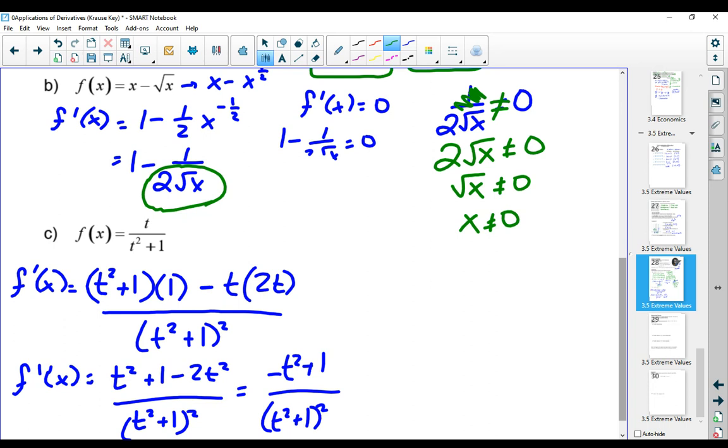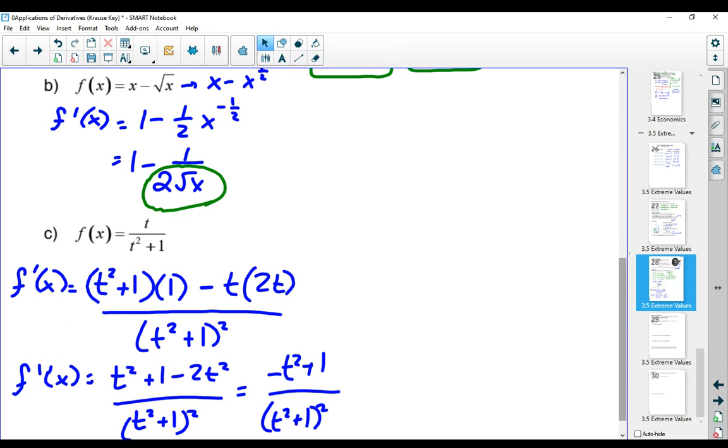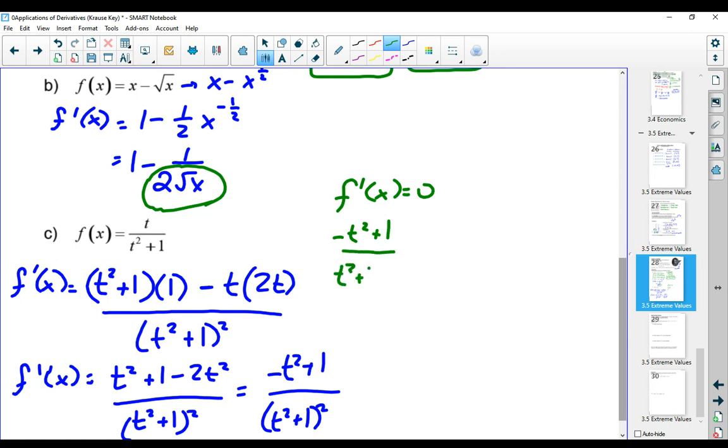Now we consider both scenarios. I'm just going to erase some of this earlier stuff. Consider both scenarios. First is when f prime of x is equal to 0. So we would have negative t squared plus 1 all over t squared plus 1 squared equals 0. So multiplying, we're going to end up with negative t squared plus 1 equals 0. So 1 equals t squared. And when we square root, remember plus or minus, t has to equal plus or minus 1. So those would be one set of our critical points. So that would occur when the derivative is equal to 0.